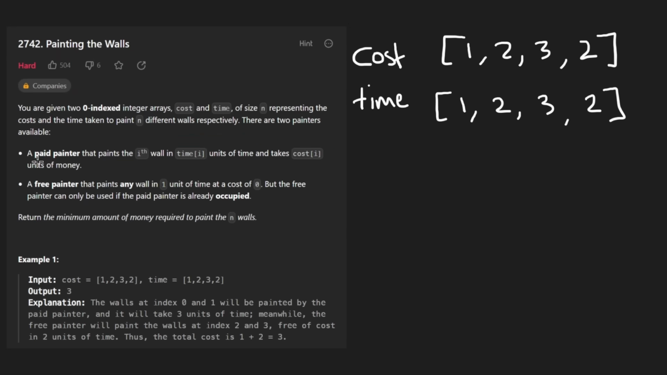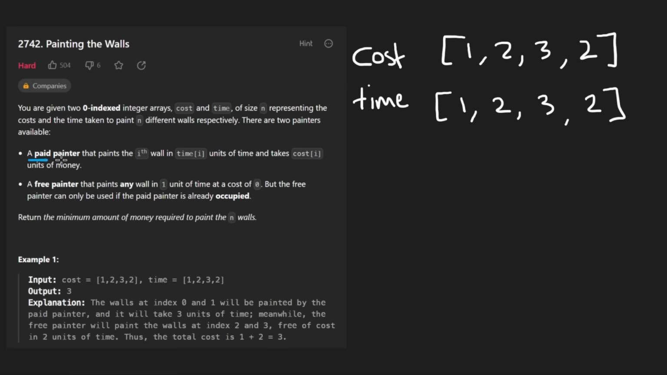So they basically tell us we're given two painters, and these two arrays represent the cost of painting each wall. So in this case, let's say we have 4 values in each array. That means we have 4 walls. And for the first wall, this is the cost it takes to paint that wall, and this is the time it takes to paint that wall. And the same for all of these others as well.